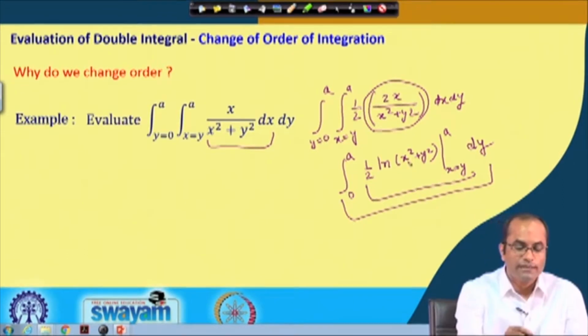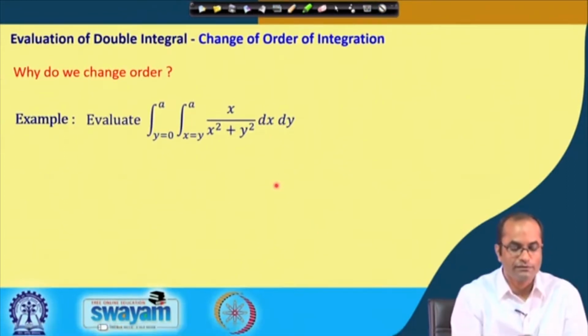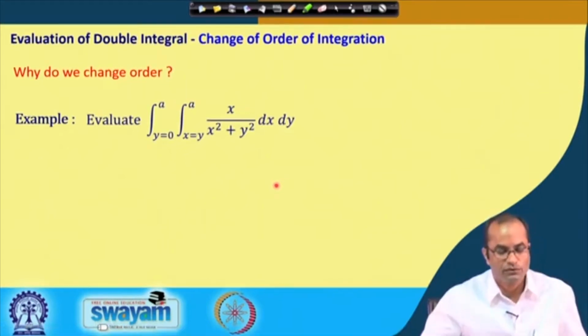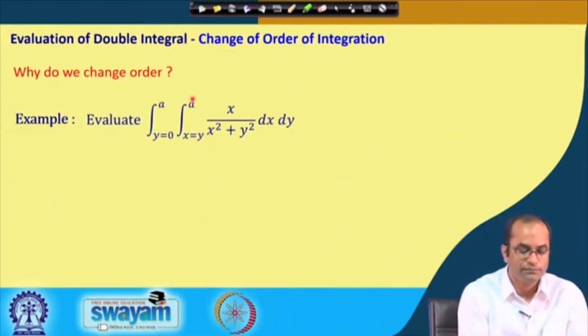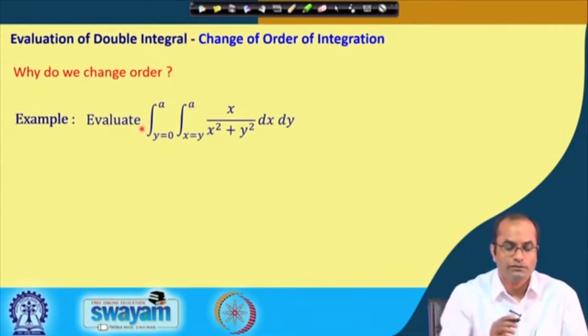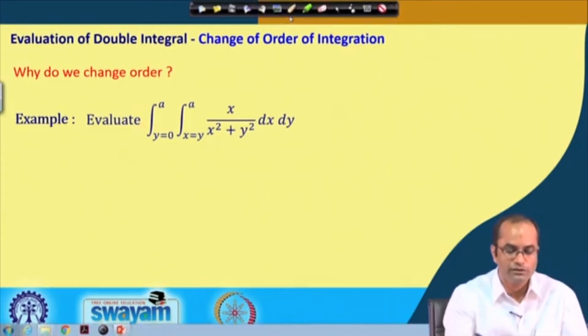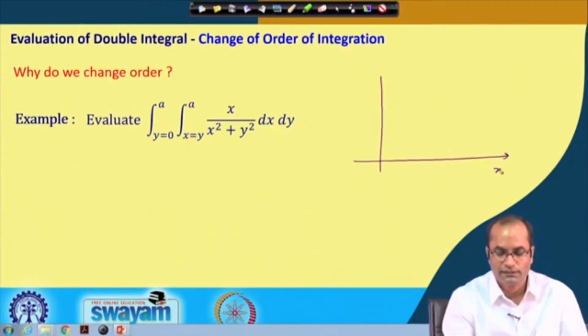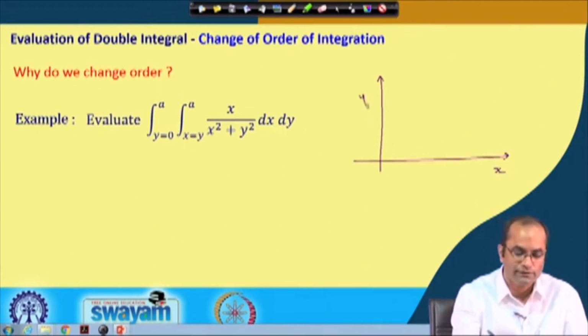But what we will realize here is that if we change the order of integration, then this will be much easier to compute. So, if we change the order of integration, the first step is always that we have to sketch the domain of integration. In this case, let us say this is the x axis and here we have the y axis.